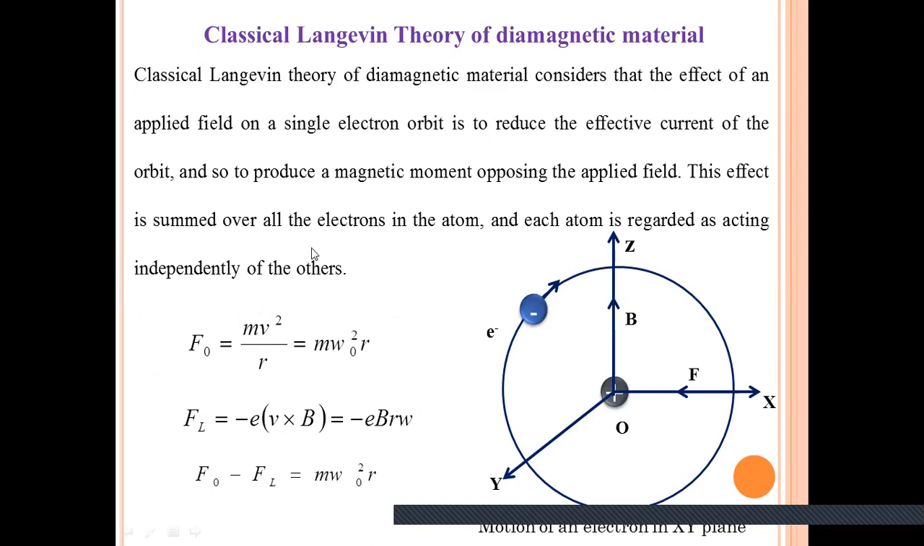Before starting, we discussed the centripetal force experienced by the electron, and here we apply B, the external magnetic field along the z direction. Therefore, this same electron experiences two forces, the Lorentz force as well as the centripetal force. Therefore, the resultant motion will be precessional motion. The electron may deflect its path, and this path is said to be the precessional path.